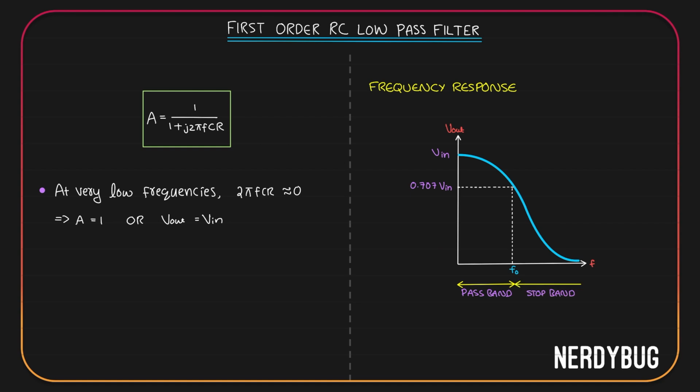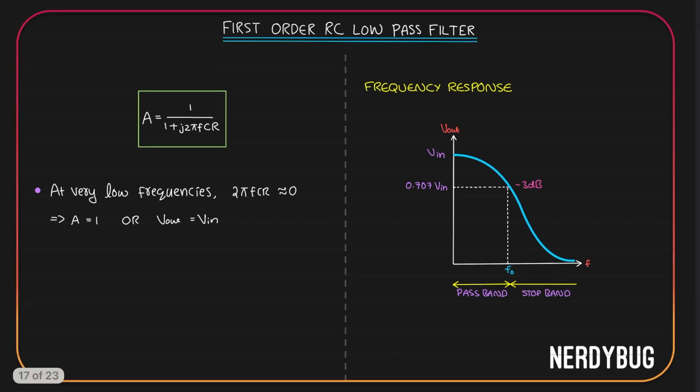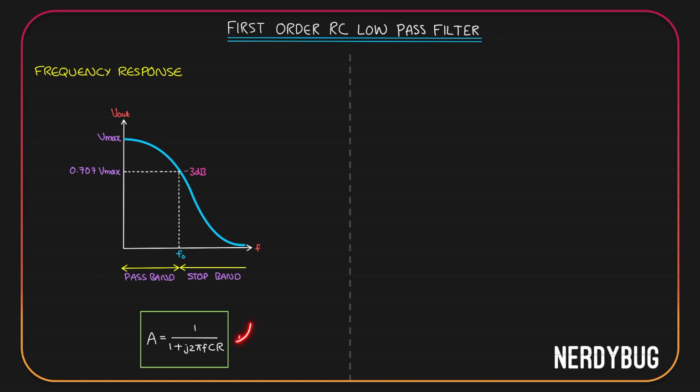When we discussed the high pass filter, we saw that the decibel value corresponding to output power being half of the input power is -3. The same math is applicable here also. We can call the cutoff frequency the 3 dB frequency. Let me mark it on the graph. In the expression for the gain, over here we have 2 pi FCR.